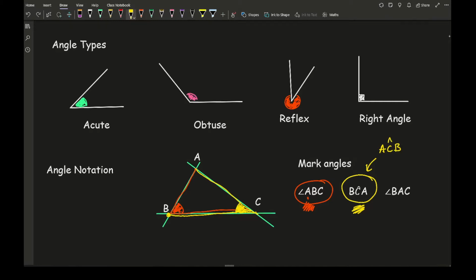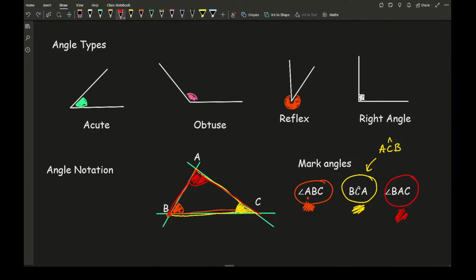And then the third angle, which I'll do in, let's see what colour that will come up, let's go for green. So here I've got the angle BAC, so I'm starting at B. I'm then going to go to, let's actually pick another colour, so let's go for red. So I'm starting at B, I'm going to go towards A, and then I'm going to go to C. So this angle here is the angle BAC.